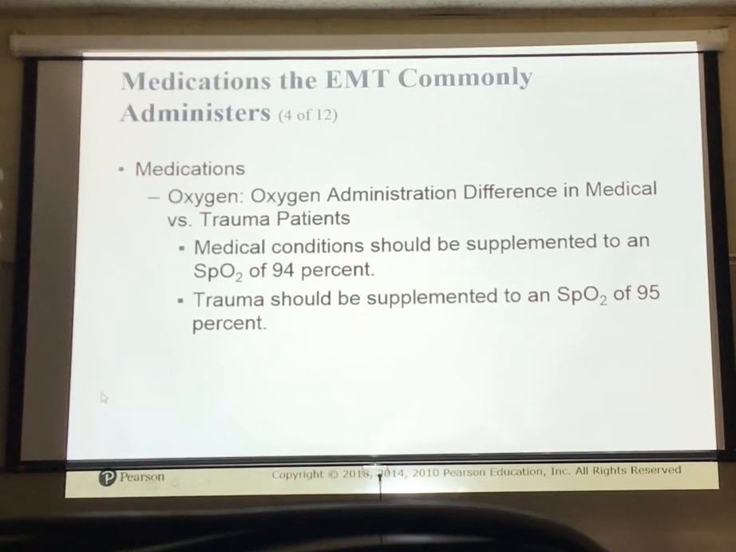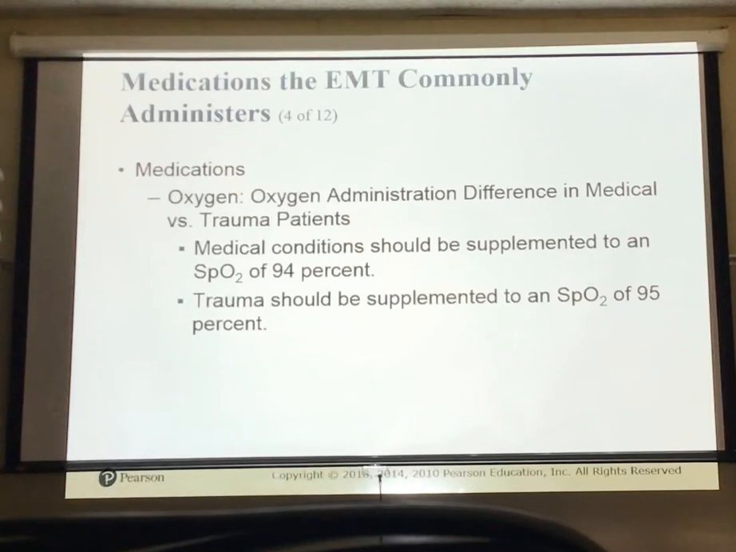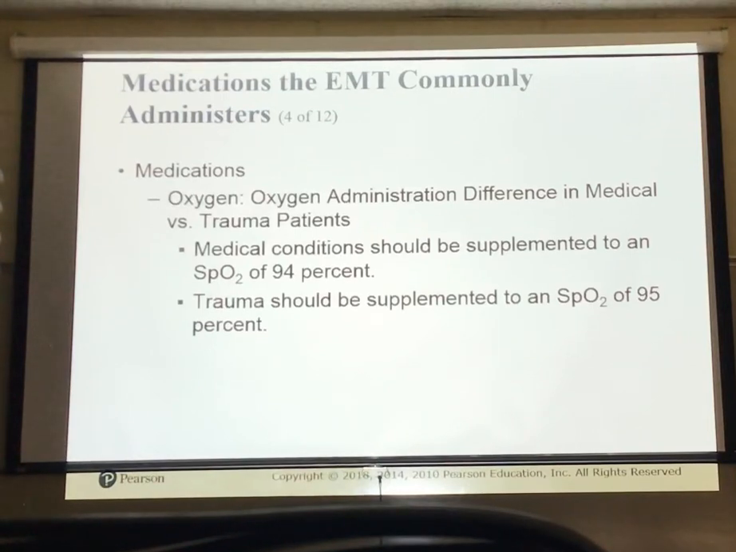In the patient with a medical condition, if the breathing is adequate and the SpO2 is 94% or greater and no other signs of respiratory distress, hypoxia, hypoxemia, or poor perfusion are present, there is no need to administer supplemental oxygen. If the SpO2 is less than 94% or signs of respiratory distress, hypoxia, hypoxemia, or poor perfusion are present, initiate oxygen therapy via nasal cannula at 2 liters per minute and titrate to maintain an SpO2 reading of 94% or greater. If signs of severe hypoxia are present, a non-rebreather mask at 15 liters per minute can be used.